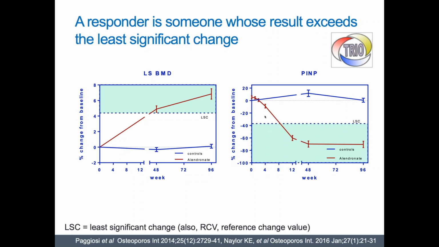If you contrast that with P1NP, one of the bone turnover markers, you can see again that the control group didn't change over the 96-week period in blue, whereas the red group, the group receiving alendronate, did have a decrease, which was maximum around about 12 weeks. And at that time point, more than 80% of the women were showing a response because they were below the least significant change.